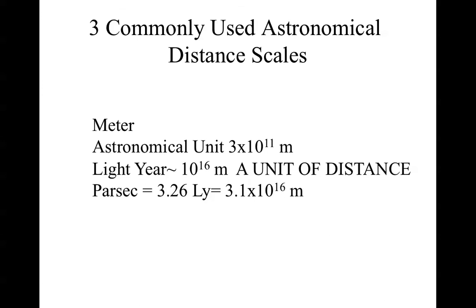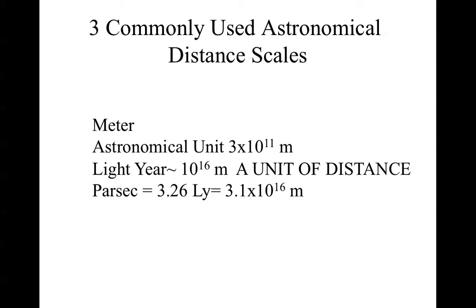So in astronomy, there are 3 commonly used distance scales: the meter, the astronomical unit, and the parsec. The light year is a popular distance unit, which we will not talk about much, but I want to bring up since many of you are familiar with the concept. So the meter we have established on the surface of the Earth as a standard distance. The astronomical unit, which is about 3 times 10 to the 11th meters, about 300 billion meters, is the distance from the Earth to the Sun.